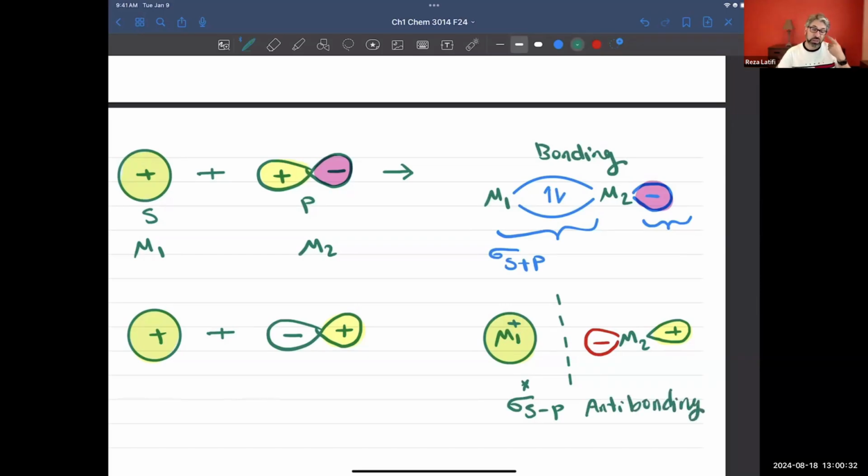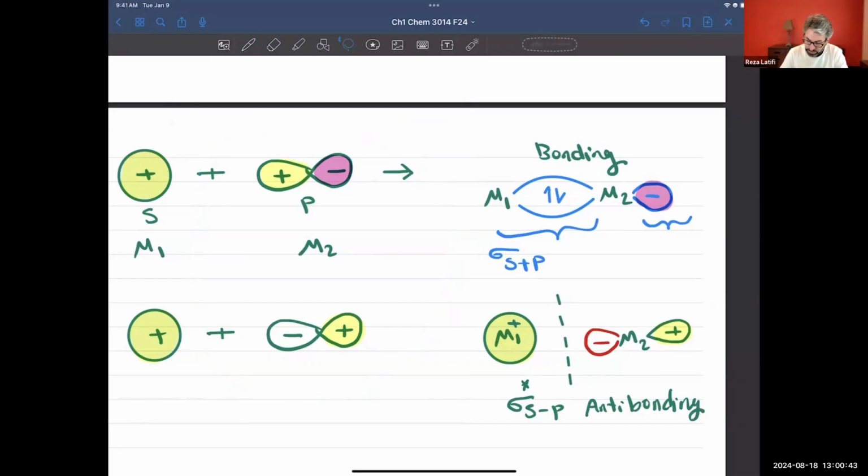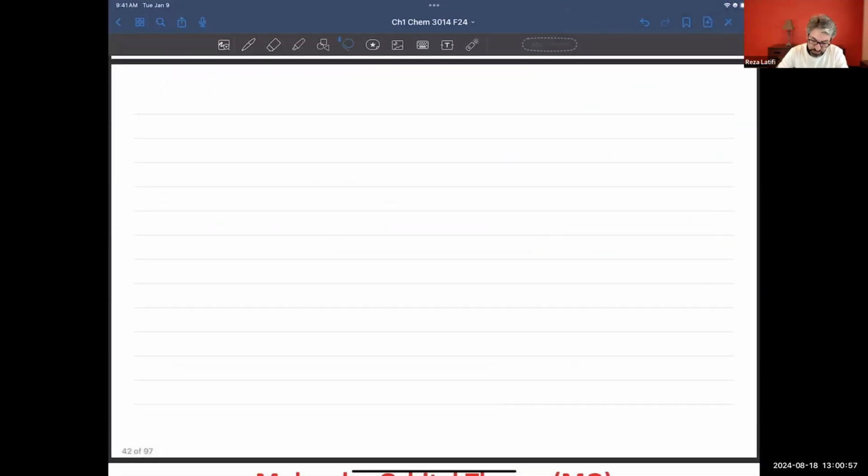Okay, now add p to another p orbital and see what will happen. So I'm going to copy paste those, or we can actually copy. Yeah, let's copy paste everything here. Cool. So I have this one. I'm trying to speed up the lecture.